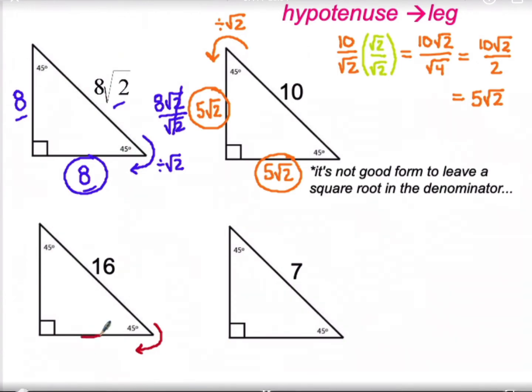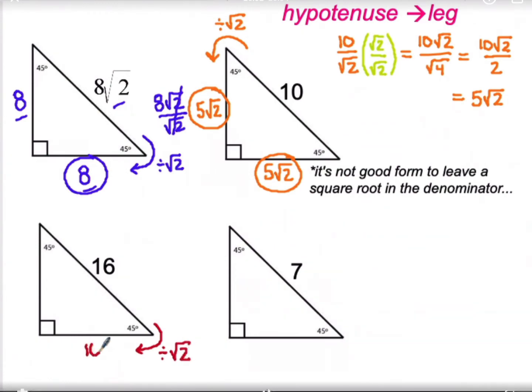Is the leg going to be shorter or longer than 16? Shorter. The hypotenuse is always the longest. And how do you make a number smaller? By dividing. So we're going to divide by the number of the day, the square root of 2.